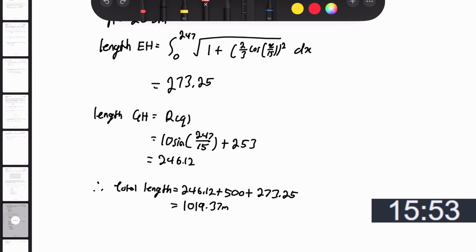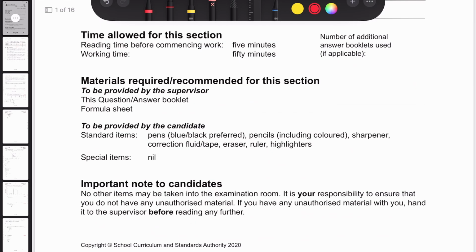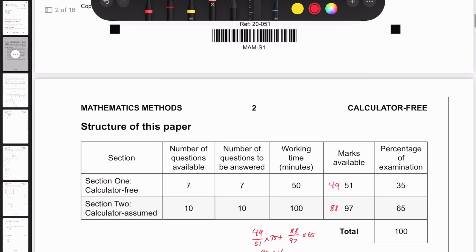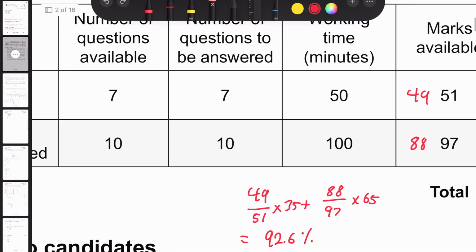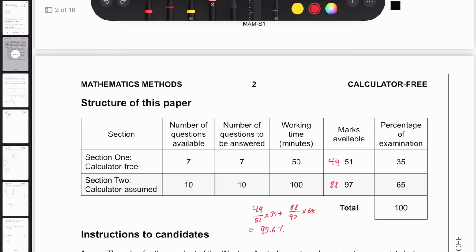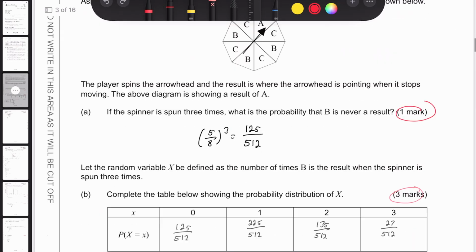Alright, I'm going to end it there and then start marking. So let's get started. Welcome back, guys. Man, we seem to be getting lower and lower scores for methods. 92.6. I wish I was lying. We lost 2 in calculator 3. And then again, we lost 9 in calculator assumed. Yeah, not very happy, but it's alright.